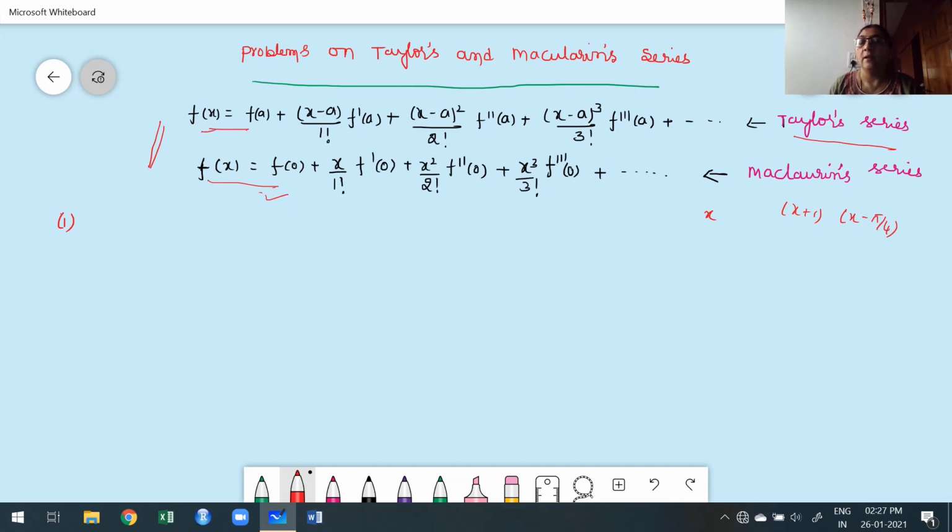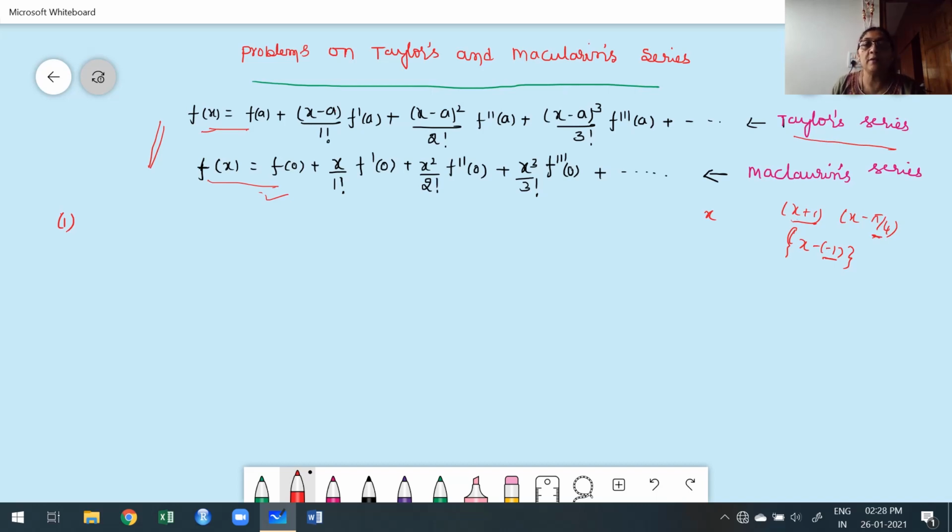The Taylor series. If you want to expand in powers of x plus 1, you compare and take the value of a. In the Taylor series it is x minus a, here they are asking x plus 1. Therefore, x plus 1 can also be written as x minus a with a equal to minus 1. So what is my a value? Minus 1. In the other case, a is pi by 4. Based on that, we get the corresponding series.